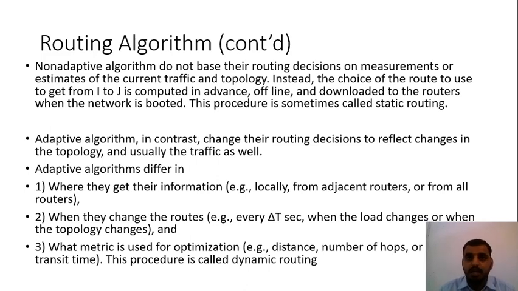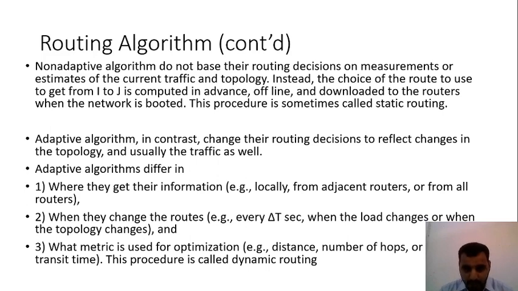Routing decision means, if you want to reach from Charminar to ISL college, or from Charminar to some other place, you take a route, but in between there is some construction work going on. So you will take an alternate route. Whereas in the non-adaptive algorithm, it will not take an alternate route until that construction work is completed.